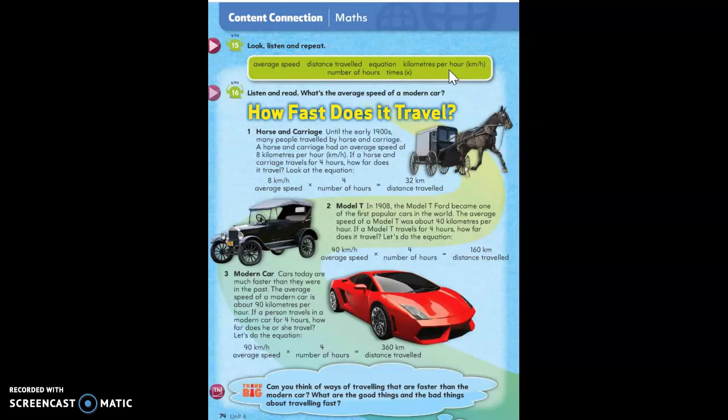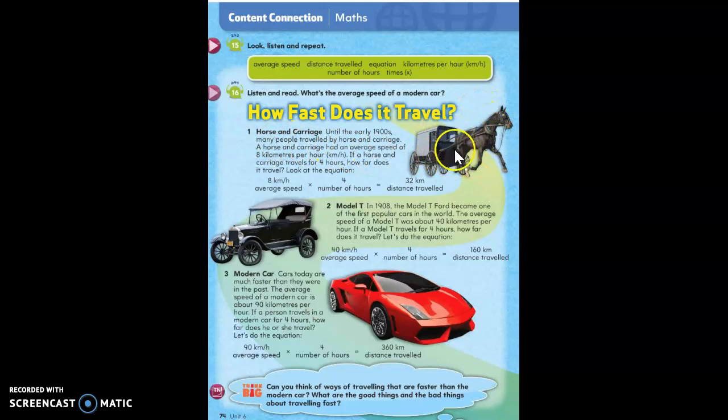A car around the town goes about 50 kilometres an hour, and on the motorway it can go at 130 kilometres per hour. The number of hours, and times means multiply in English. Let's read. How fast does it travel?